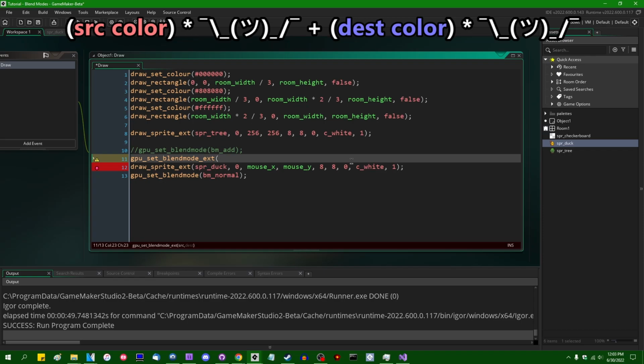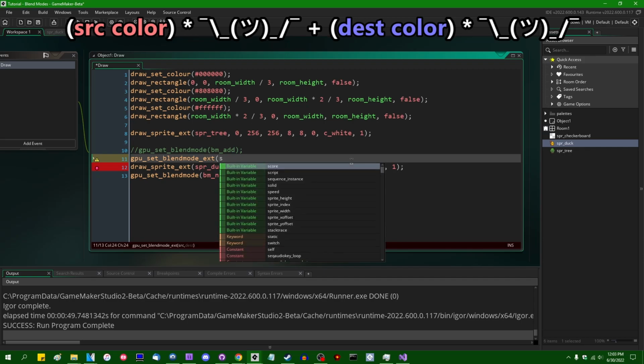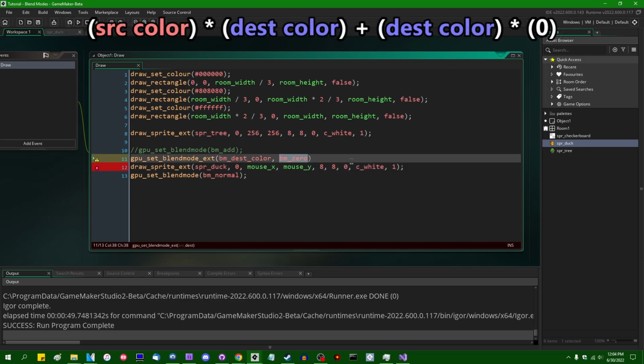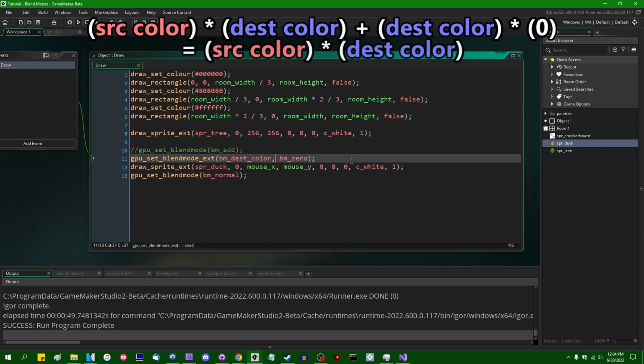And the obvious way, which you might think to do that, which will get you like 75% of the way there, but will fall flat in some obvious ways that we'll deal with in a minute, will be to take the source color and multiply that by BM_dest_color, and take the destination color and multiply it by BM_zero. So again, we multiply one of the factors by 0. That term in the equation becomes 0. We've essentially removed it from the equation. And what we're left with is the source color multiplied by the destination color.